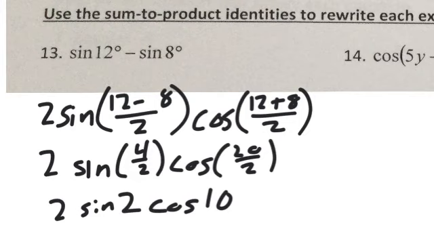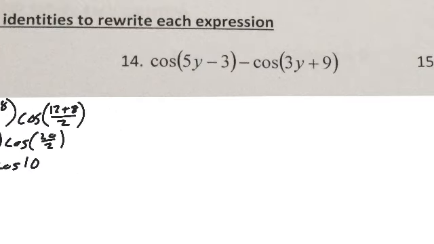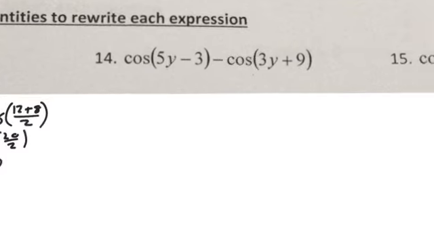That's it, because neither one of those angles are nice, so that's all we can do. Okay, look at the next one. I get cosine of 5y minus 3 minus cosine of 3y plus 9. So this one could get fun, maybe. So this is cosine minus cosine, so that is the bottom one of the sum to product identities.